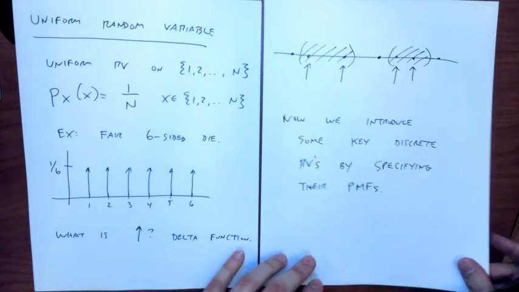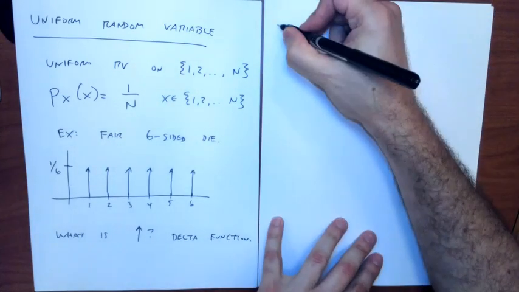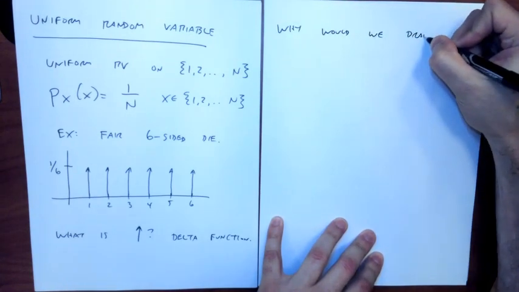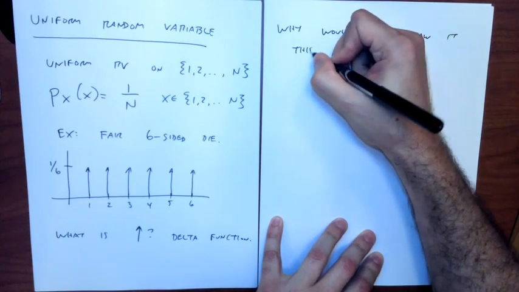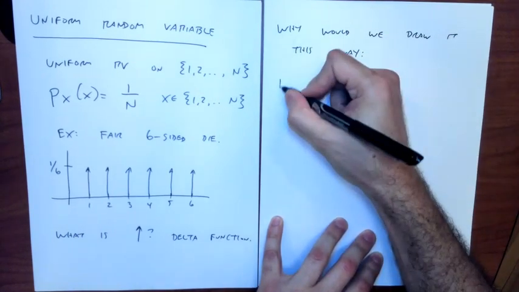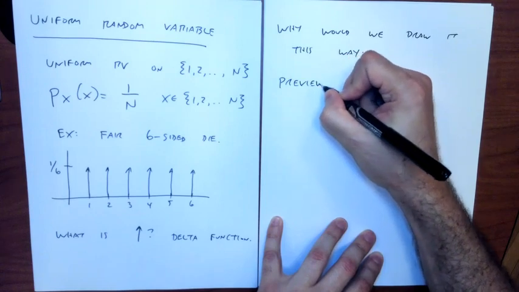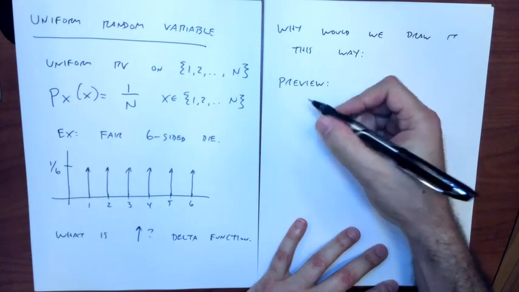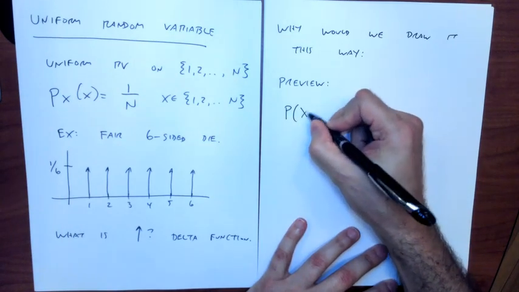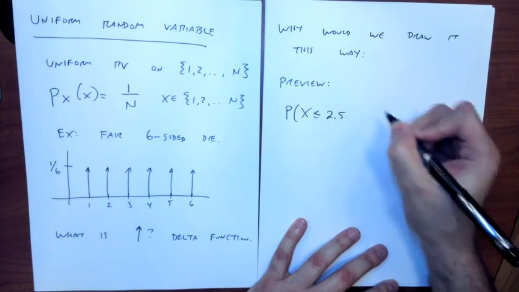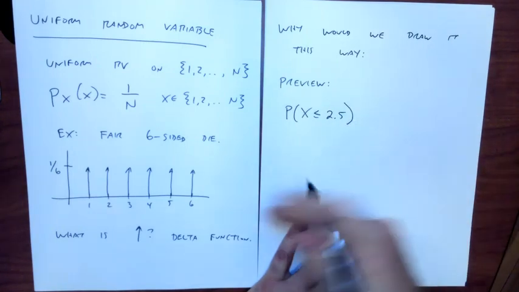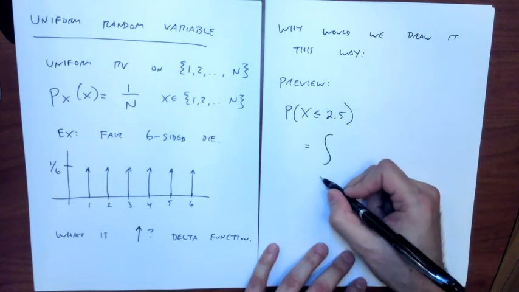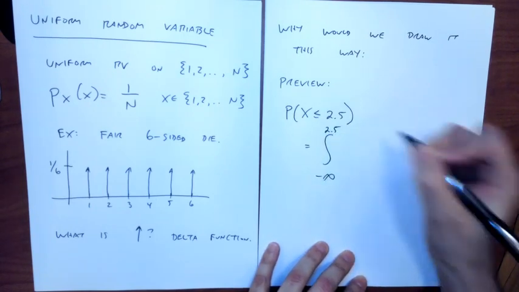So why would we draw it this way? Well, the preview is that if I wanted to ask about the probability that x is less than some number, for example, I could think about this as integrating from -infinity to 2.5 of this thing.